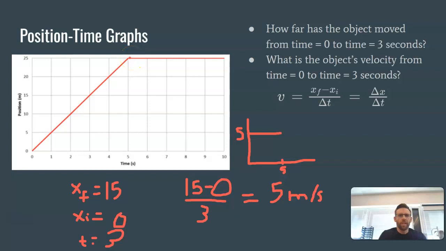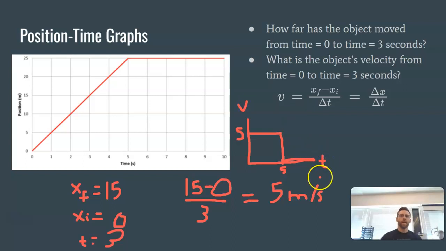But then all of a sudden, my velocity drops to 0. So it kind of goes like this, it just goes bang and then bang. Now it's just moving across at 0. So for the first 5 seconds, the velocity is 5. And then for the next 5 seconds, my velocity is 0. So that's what the velocity versus time graph would look like. So this is velocity, and this is time.